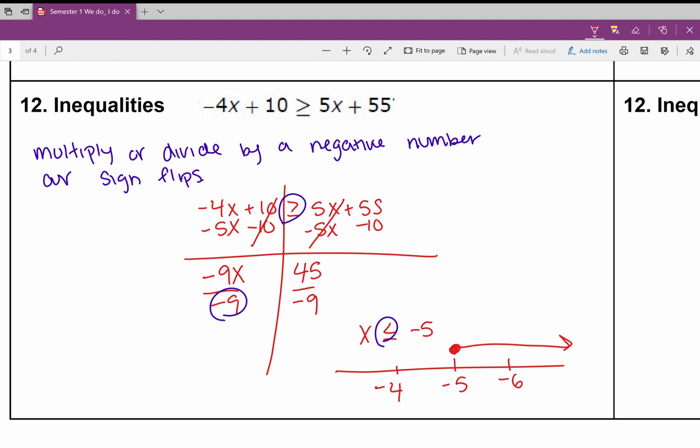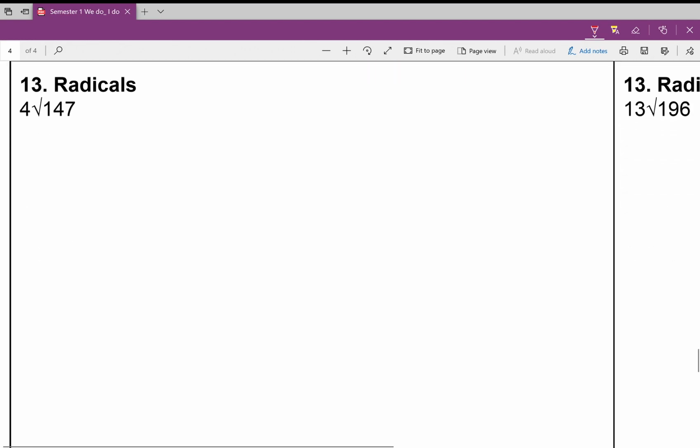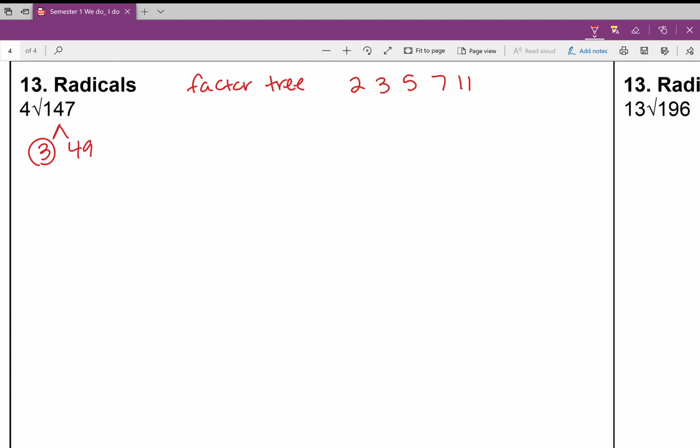Now let's look at 13. 13 is radicals. So remember, when solving radicals, we use the factor tree. And when we use the factor tree, we use these prime numbers, 2, 3, 5, 7, 11. So let's look at our 147 here. The prime number that can go into 147 is 3. It can go into 147 49 times. The prime number that can go into 49 is 7, and it goes in 7 times.